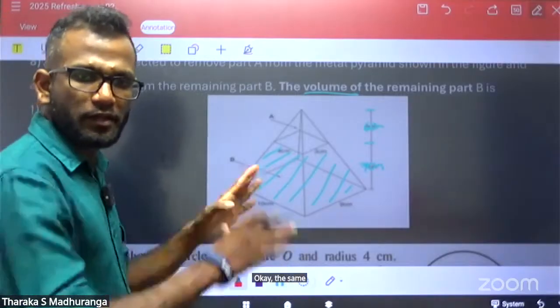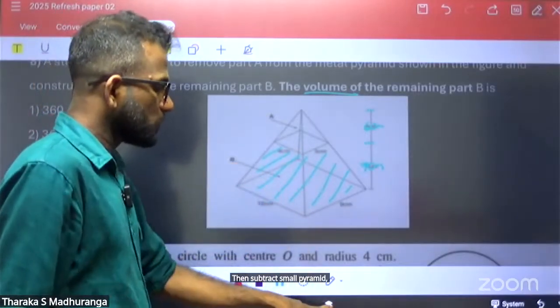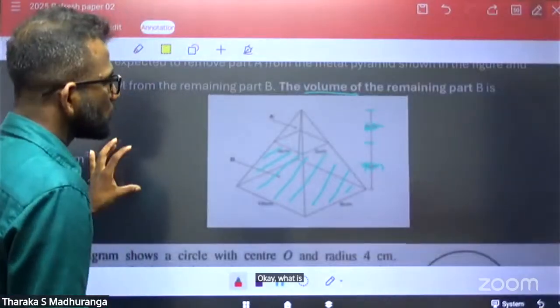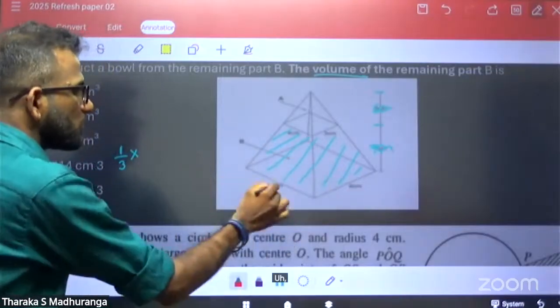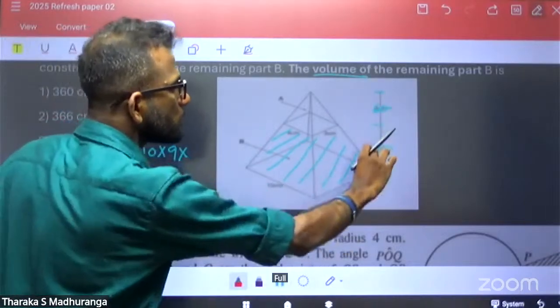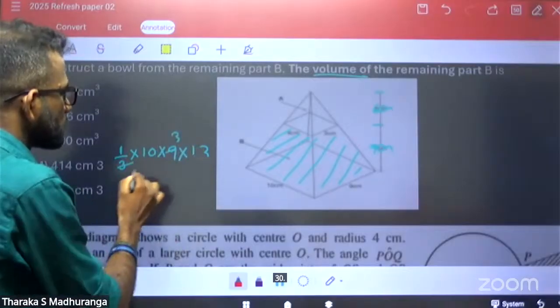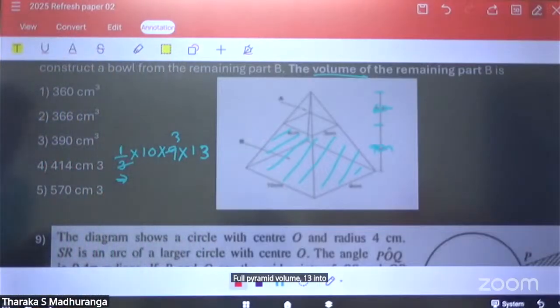Okay, the same method: get the full pyramid volume, then subtract the small pyramid volume. What is the full pyramid volume? One third base area, 10 into 9. The full pyramid height is 7 plus 6, which is 13. So the full pyramid volume is 13 into 30, which is 390.